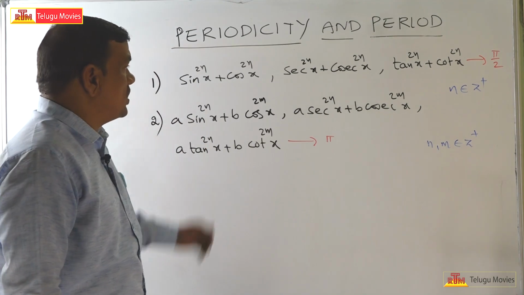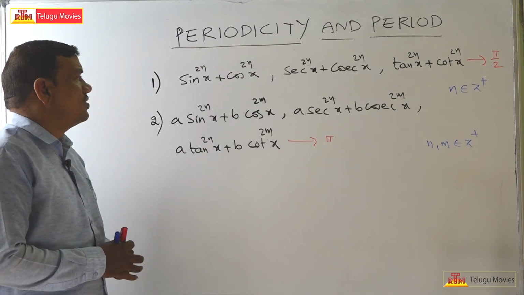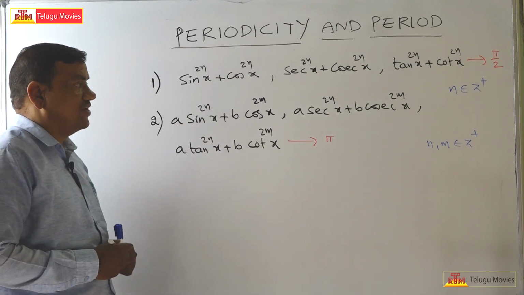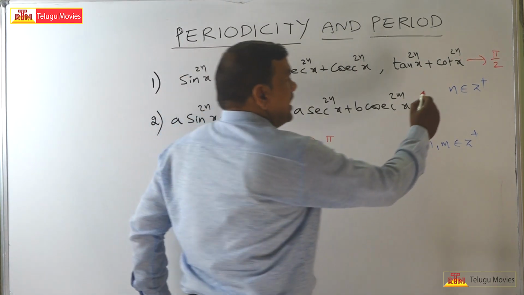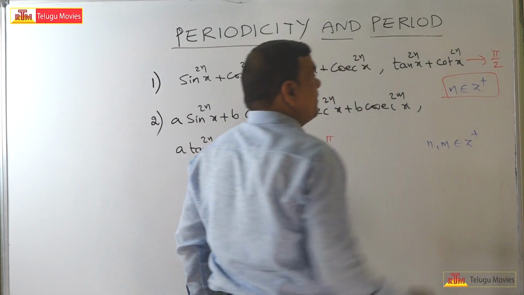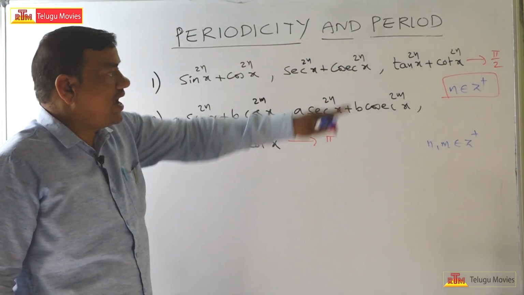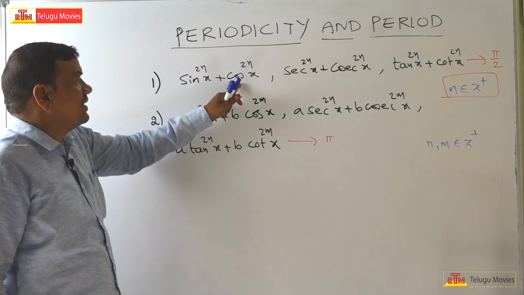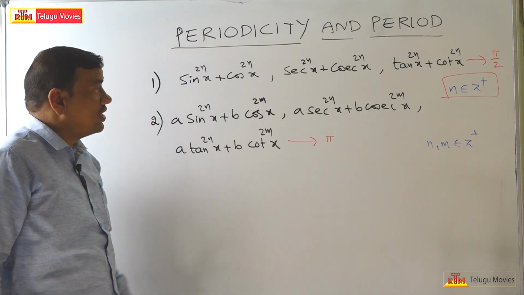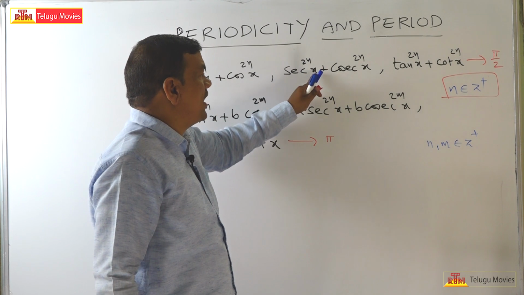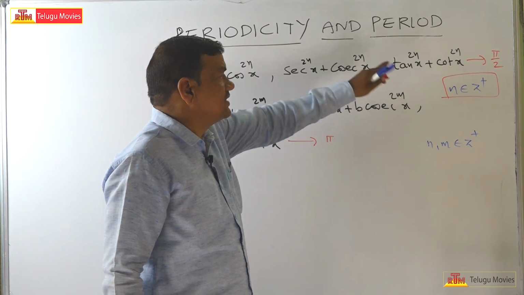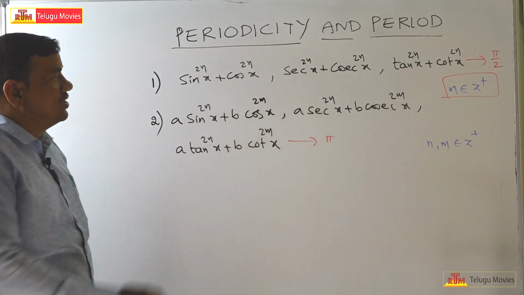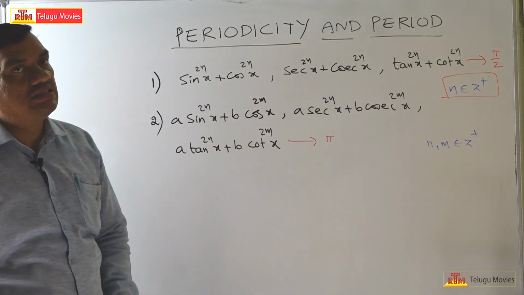Welcome to this concept. There are some combinations of functions here. I have said that n is a positive integer, n belongs to z plus: sin power 2nx plus cos power 2nx, otherwise secant power 2nx plus cosecant power 2nx, otherwise tan power 2nx plus cot power 2nx. For these functions the period is pi by 2.